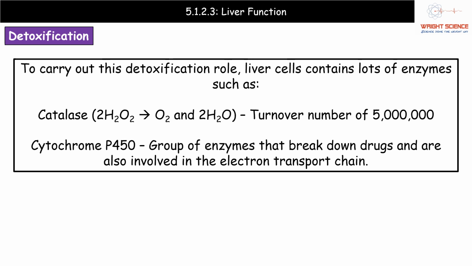Second little example I'm going to give you is cytochrome P450. Now, cytochrome P450 isn't a single enzyme, this is a group of enzymes, and these are going to be involved in breaking down various drugs, and the reason that I'm talking about them here is because they're going to pop back again when we have a look at the electron transport chain. So what we're seeing here is this cytochrome P450, this group of little enzymes. They're not only involved in breaking down drugs, but also in the electron transport chain, which we're going to see in processes like respiration, for example.